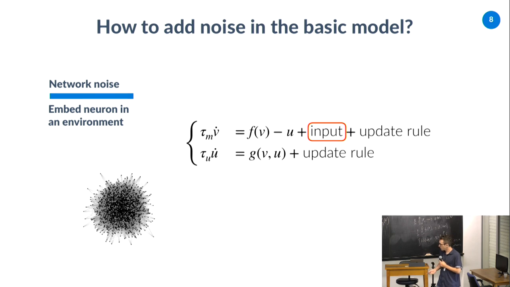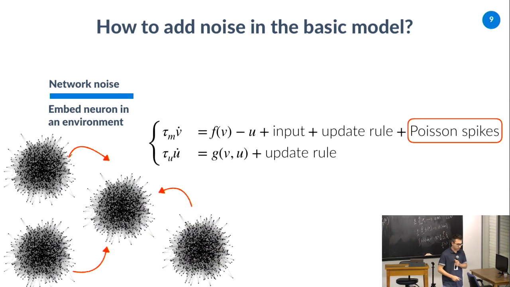But we could go further, and we want, for example, to model other parts of the brain, but this might become complicated because of simulation costs. Instead of modeling many other areas, we could add Poisson spike trains, and we say those Poisson spike trains are modeling what comes from any other places in the brain.